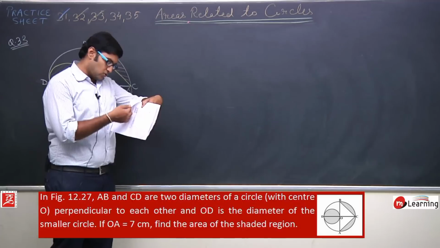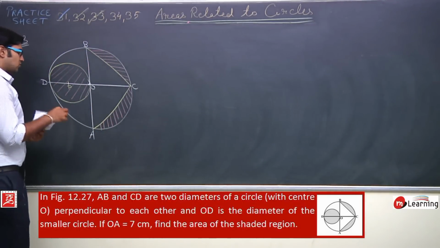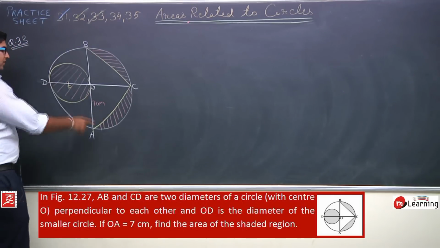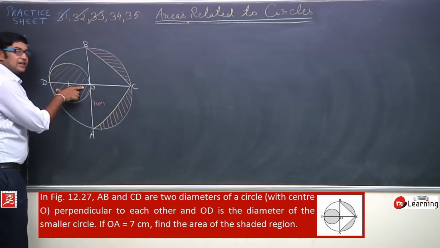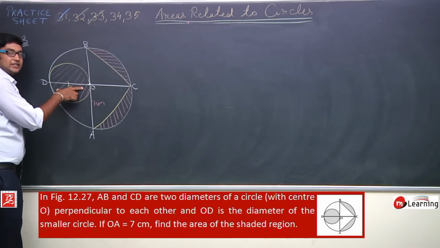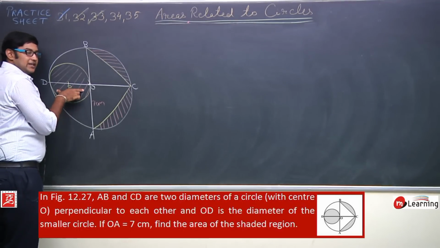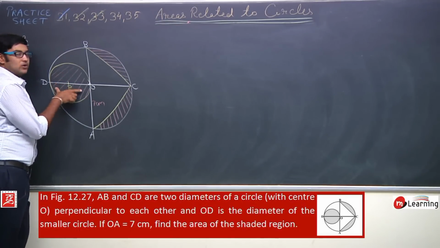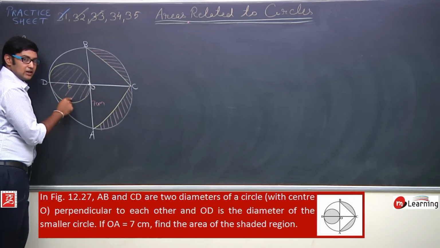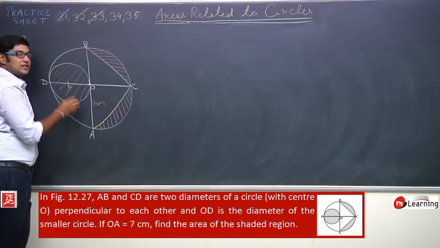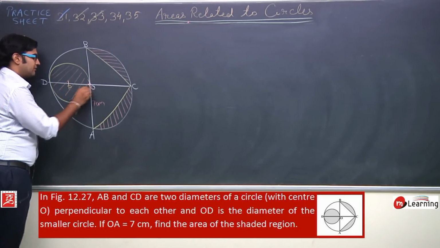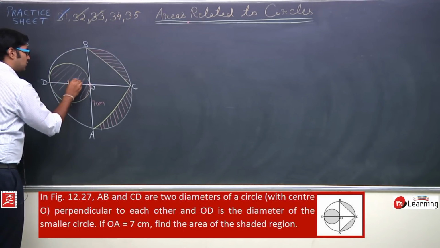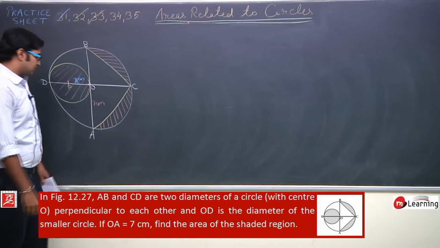It is also given that OA is equal to 7 centimeters. Now what is OA? OA is the radius of this circle, which is 7 centimeters. If OA is 7 centimeters, OD is definitely also 7 centimeters because it is also the radius. Since OD is the diameter of this smaller circle, the radius of this smaller circle will be OP or PD. So the radius of this smaller circle is 7 by 2 centimeters, that is 3.5 centimeters.